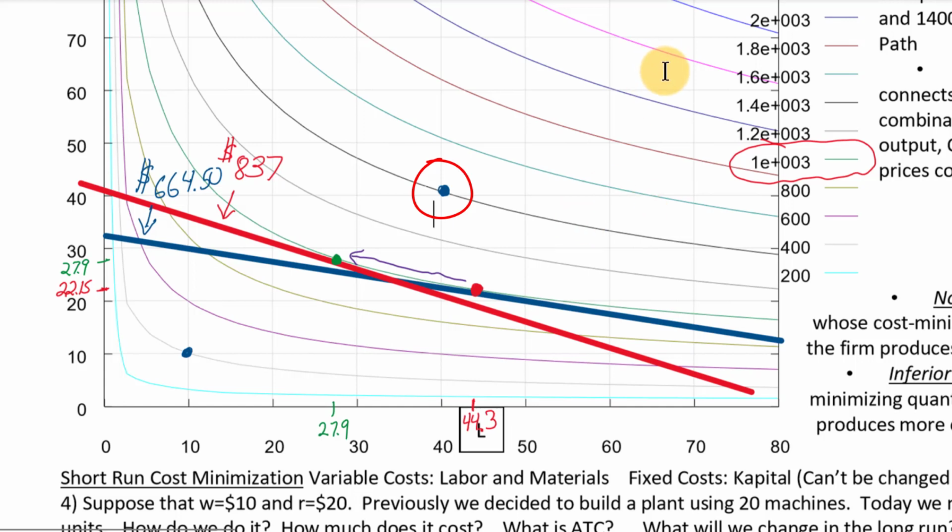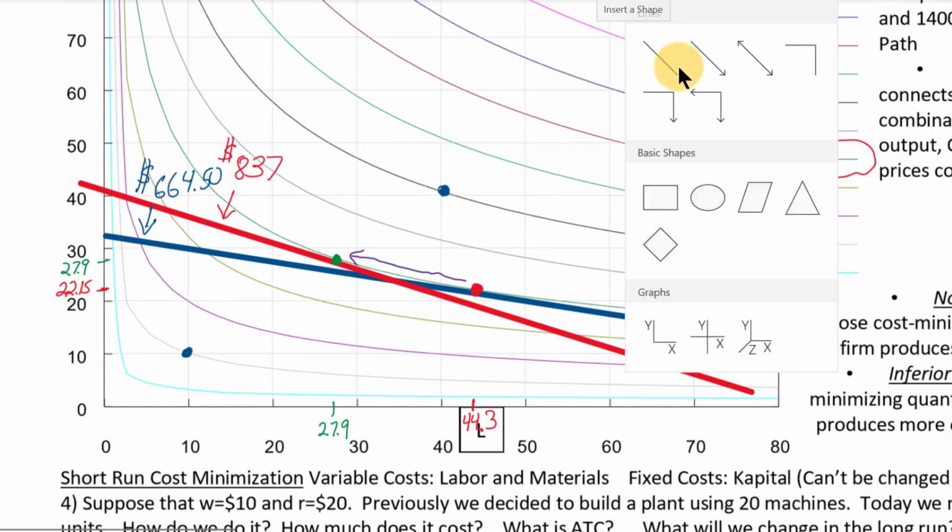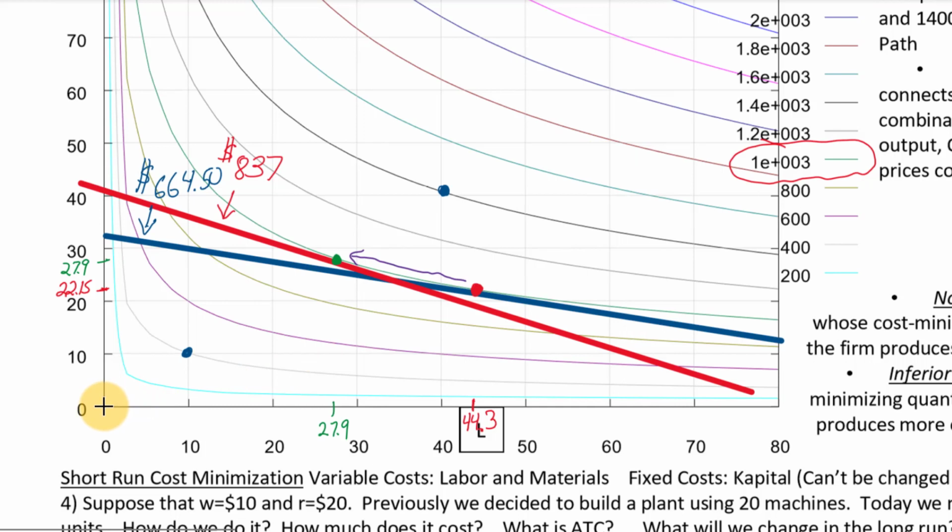Now, if we connect these with a straight line, going from the origin in this case, because we know that if we're producing no units of output, the cheapest way to do it would be to use 0 workers and 0 units of capital, right? So we can draw this arrow, this expansion path coming out of the origin. And this brings us to method number 3.